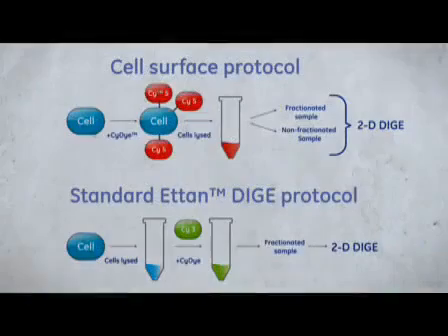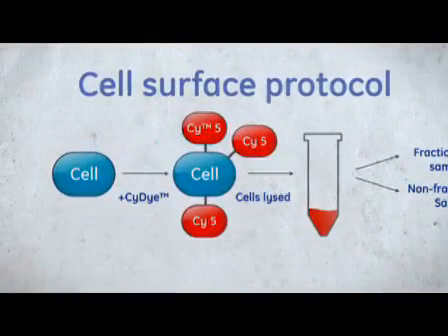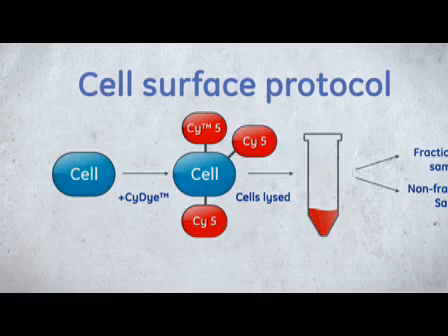In the cell surface labeling protocol, seen on top, you label the cells while they are still intact. During the labeling process, the dye will only have access to the cell surface proteins. After the labeling step, the cells are lysed.